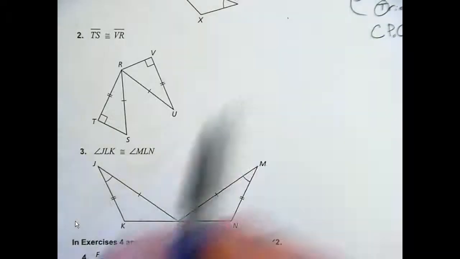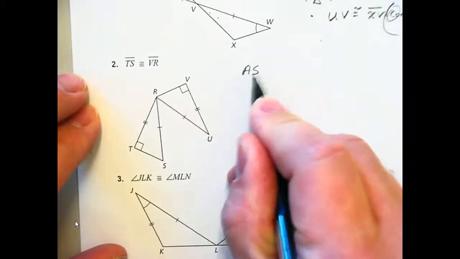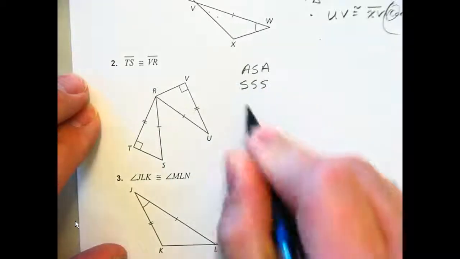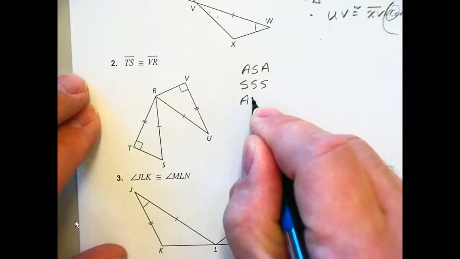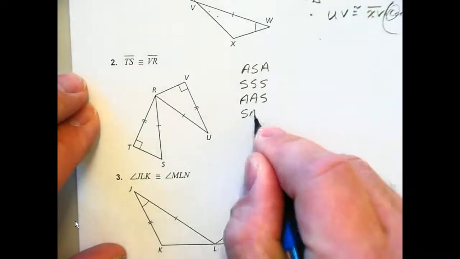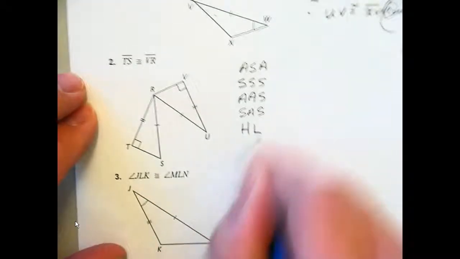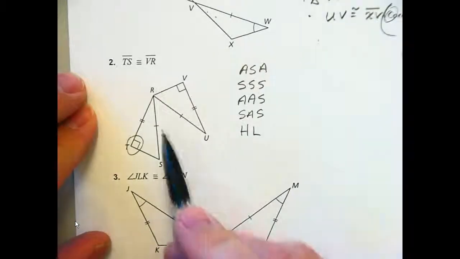All right. There's some of you that are stuck here. Let's go back to our five ways to prove triangles congruent. What's one? ASA. What's another? SSS. Okay. There's one left. HL. HL works with what types of triangles? Right triangles. Hypotenuse and leg.